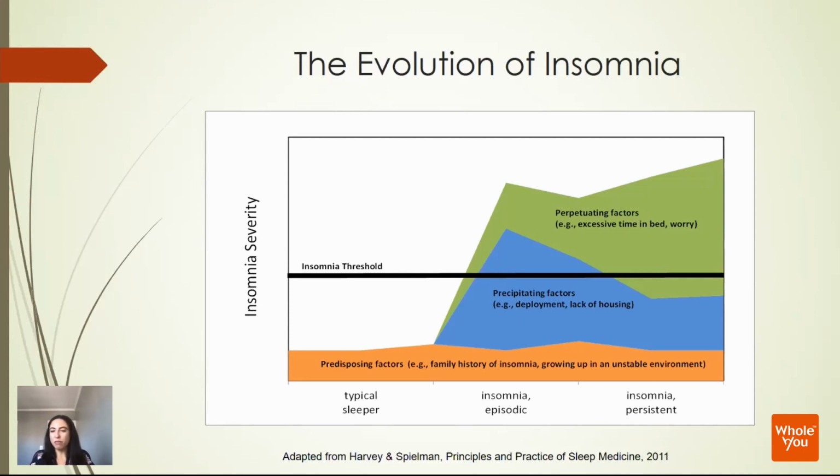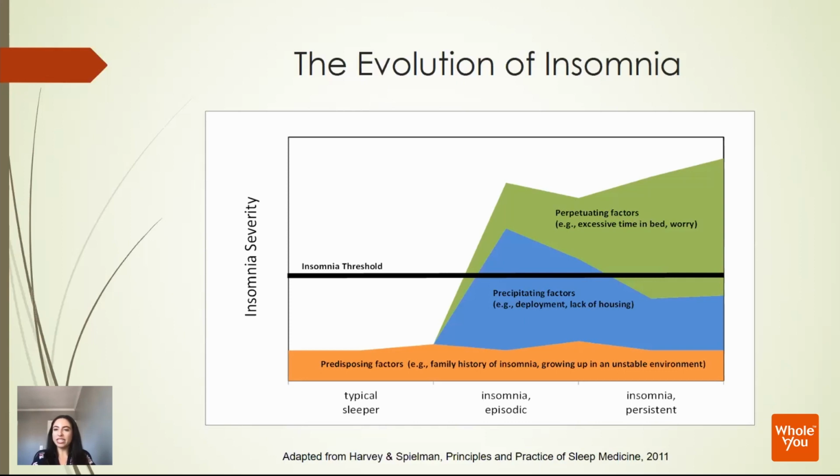Then we get to the perpetuating factors. These are the ones that are the bread and butter of CBTI. What are the behaviors that are happening today that are affecting your sleep, right? We can't really do a whole lot if there's a predisposition. The precipitant already happened. But what's happening in the here and now that's keeping the insomnia going? And as mentioned previously, oftentimes these are factors that the patient is unwittingly engaging in to improve their sleep. That's keeping the insomnia around longer.